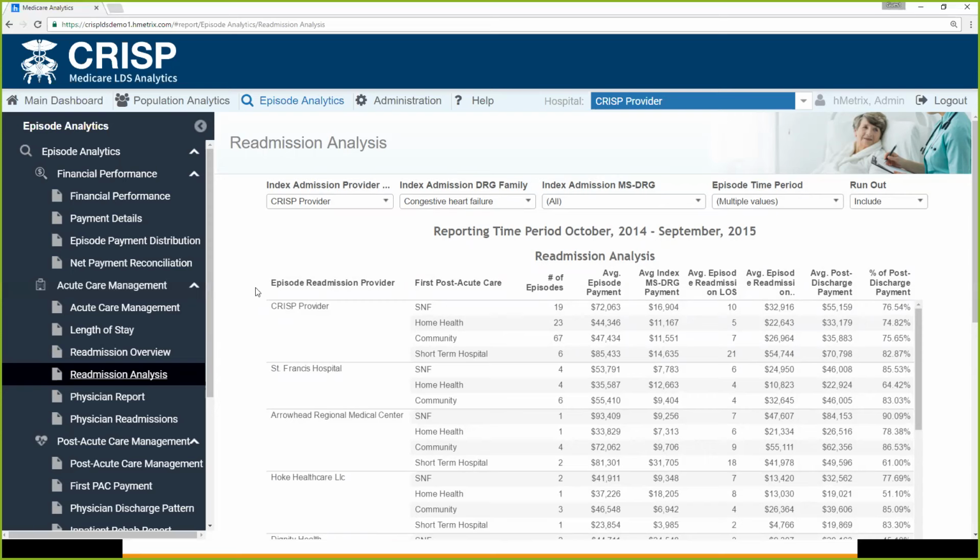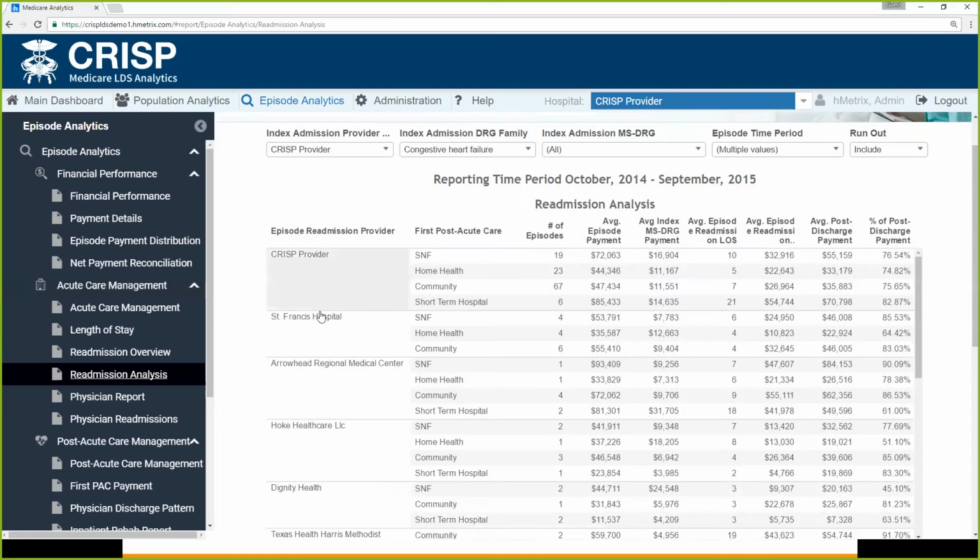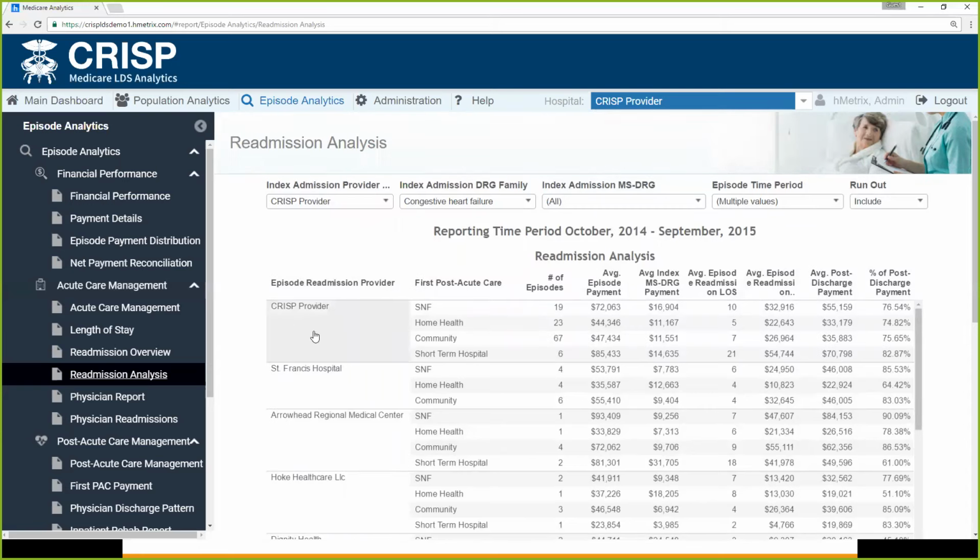So this report, as you can see, lists each of the different episode readmission providers. Since we have this listed as the CRISP provider, the demo hospital, we know that the patient starts at the CRISP provider, but then they could end up at any of these other providers for a readmission. So this first set of rows is where they came back to the initial hospitalization. Whereas for some of these other ones, for instance, this one means that they went to St. Francis Hospital for a readmission.